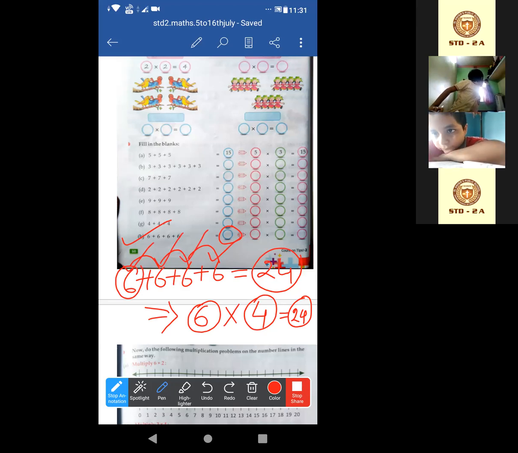The last one I am doing first, okay? H. 8. Rishabh, done.